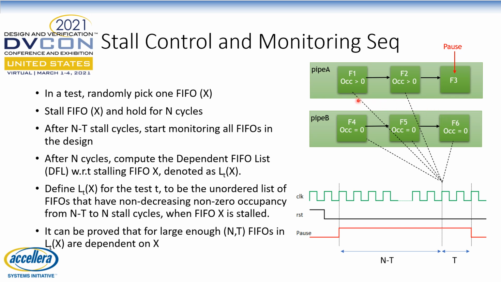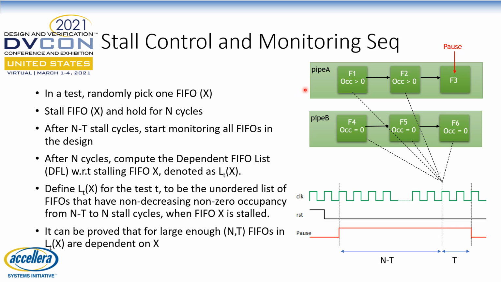But if there was some traffic which was driven into pipe B after the pause was asserted, then that cannot drain out because of the back pressure created by the pause. So in the last T cycles, we would see non-zero, non-decreasing occupancy for F1 and F2, and we'll say that L_F3 is F1 and F2, which means that F1 and F2 are actually dependent on the FIFO F3.